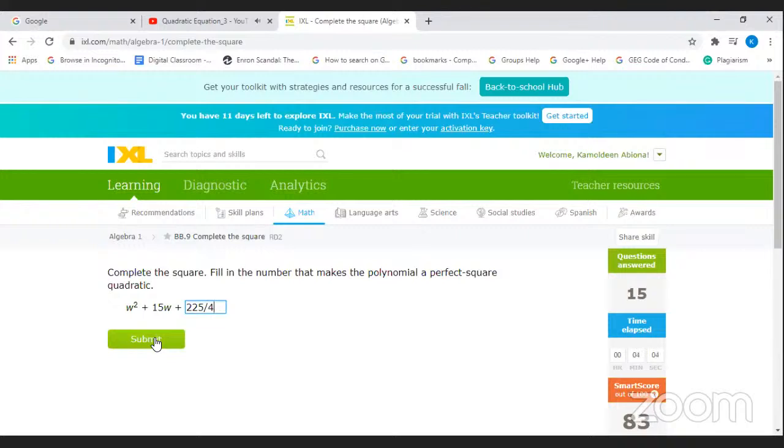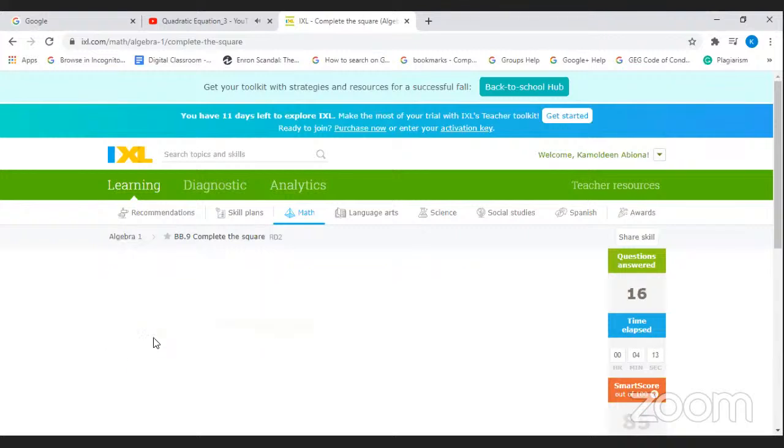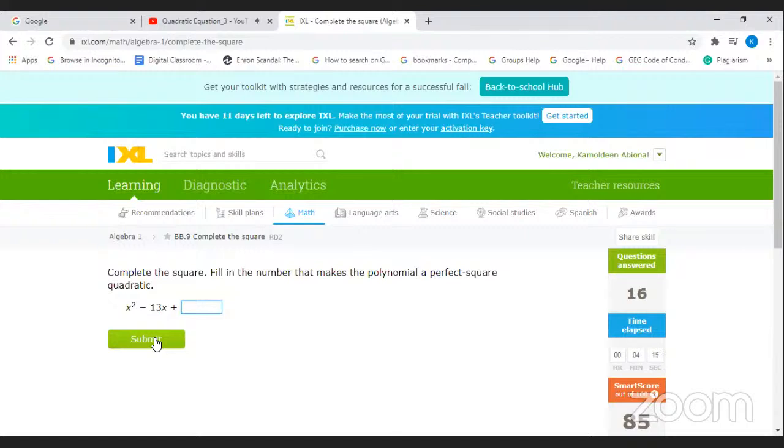So 15 over 2, square it. 15 squared is 225, 2 squared is 4. So the same thing here. Minus 13 over 2, square it. 13 squared is 169, 2 squared is 4. So that's 169 over 4.